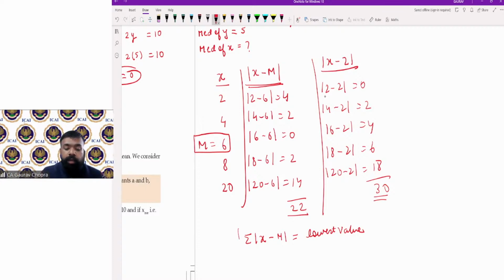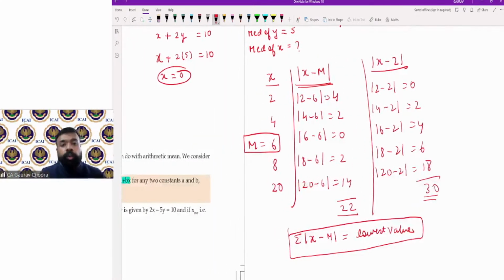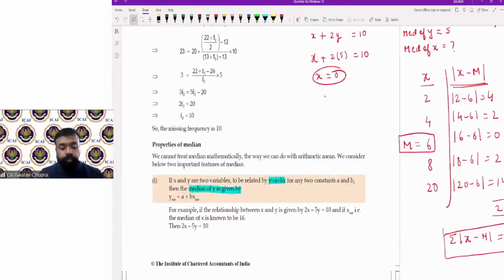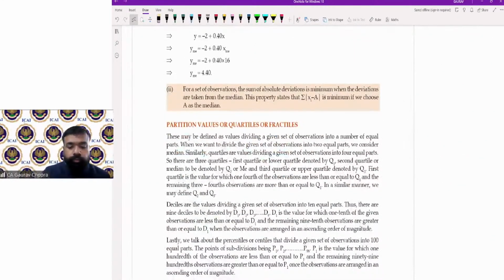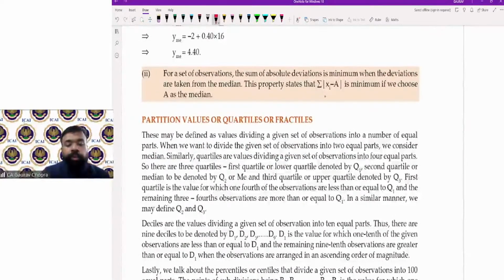Therefore, sigma mod x minus m is always the lowest value. This is property number 2. So the property says the sum of absolute deviation, absolute means modulus, is minimum when deviations are taken from median. So median से जब भी deviation लेंगे वो minimum रहेगा.